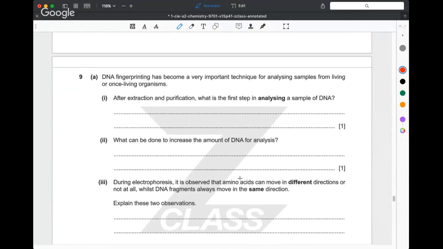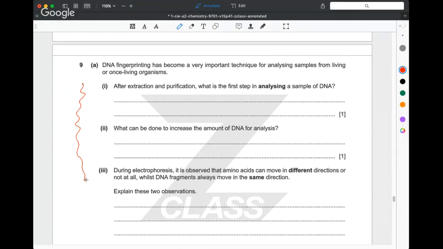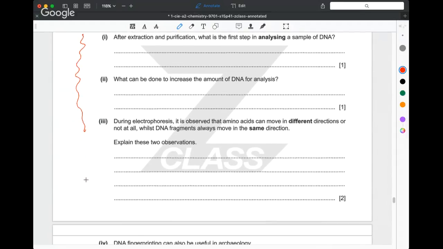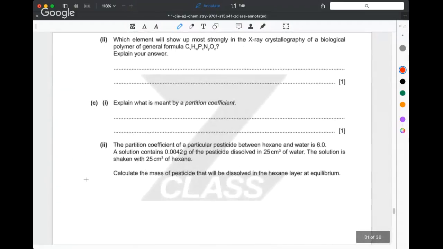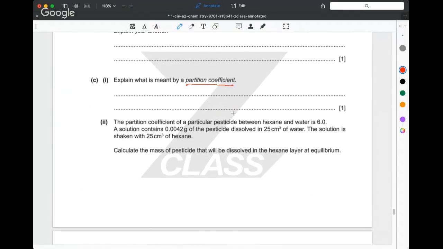Sorry. Okay, question 9. All of this part of question 9 about DNA fingerprinting, that's all pretty easy to understand from the mark scheme. What I wanted to focus on was all this work on partition coefficients, because there's a bit of a calculation you've got to do there. It's not a very common question to work on the partition coefficients. So let's just talk about the partition coefficients a little bit to finish off this paper.